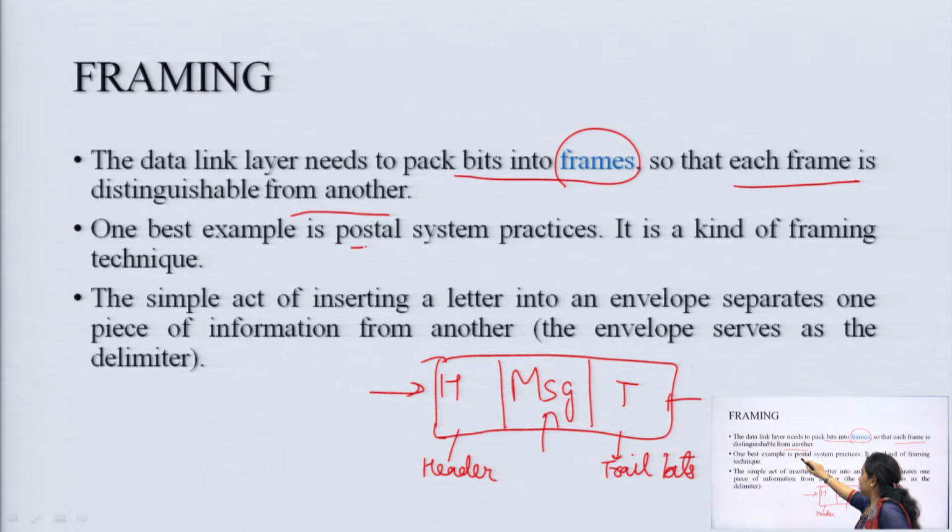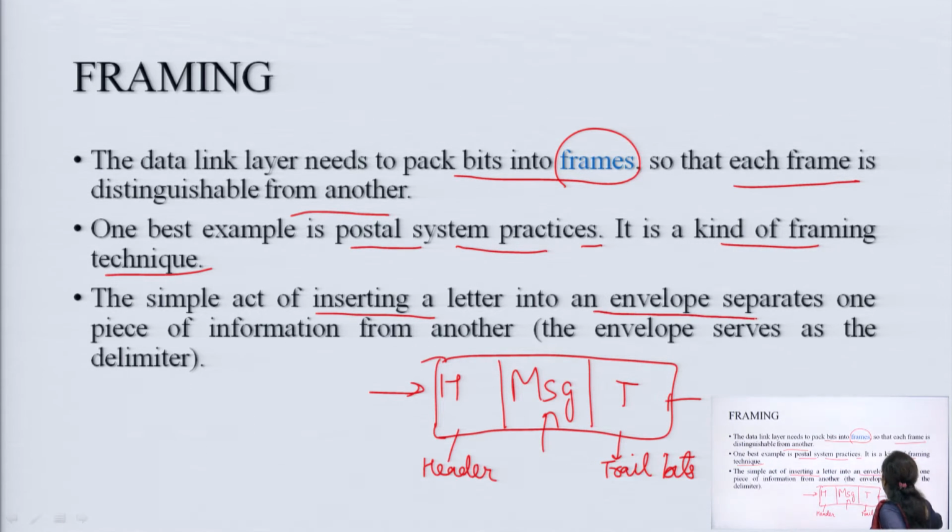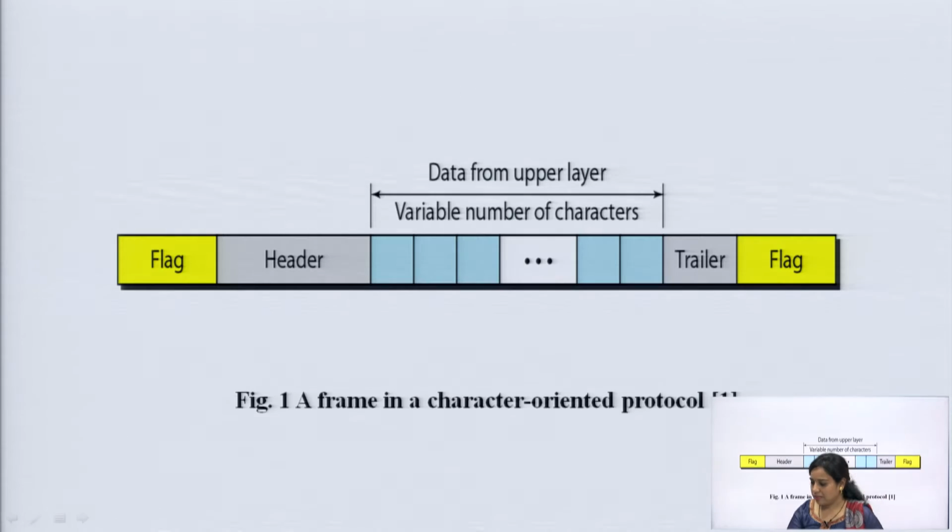One of the best examples is the postal system practice. It is a kind of framing technique basically. The simple act of inserting a letter into an envelope separates one piece of information from another piece of information. The envelope serves as the delimiter basically. So, this is all about framing, you can say. It is in the form of a layered task.